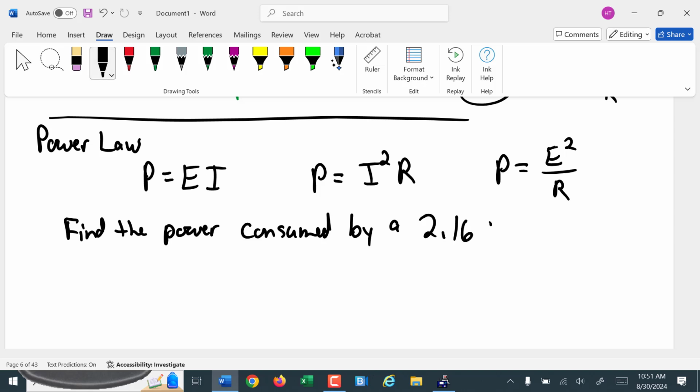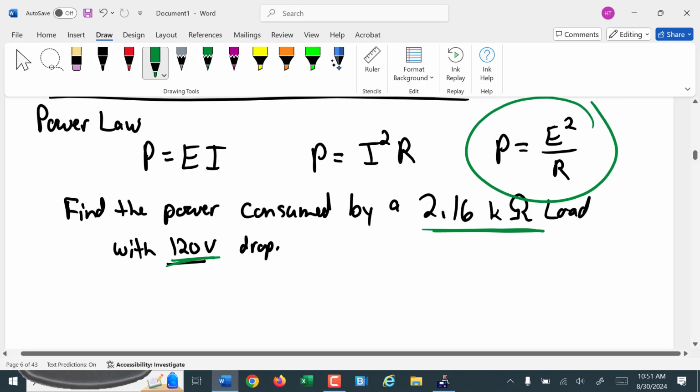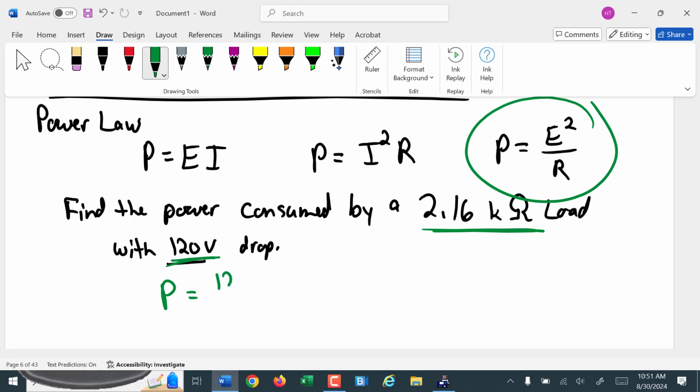So find the power consumed by a 2.16 kilo ohm load with a 120 volt voltage drop. So it is the only component on that circuit. It's drawing a full 120 volts. We have voltage. We have resistance. That's going to be this formula here.